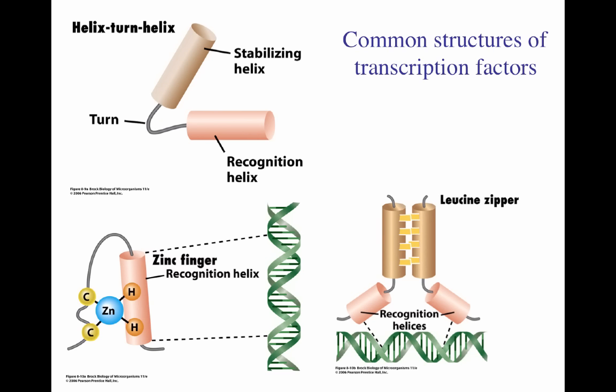Otherwise, there are the zinc fingers, and zinc fingers are basically transcription factors that have a regulatory recognition helix, but are also able to bind zinc through cysteine and histidine molecules. Last but not least, we have the leucine zipper. The leucine zipper is a transcription factor that has the recognition helices binding to the major groove, but the stabilizing helices are kept together by hydrophobic interactions between leucine amino acids.